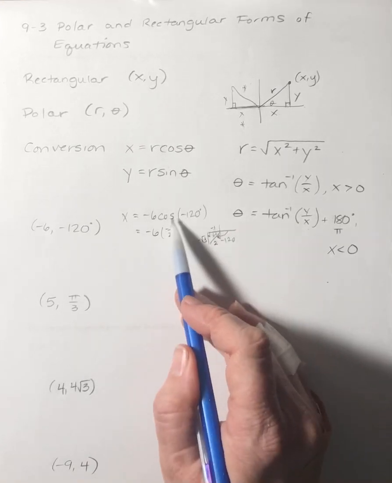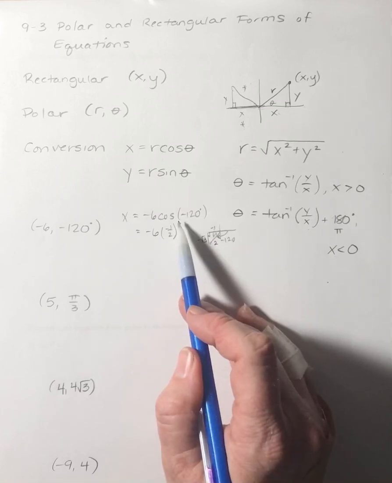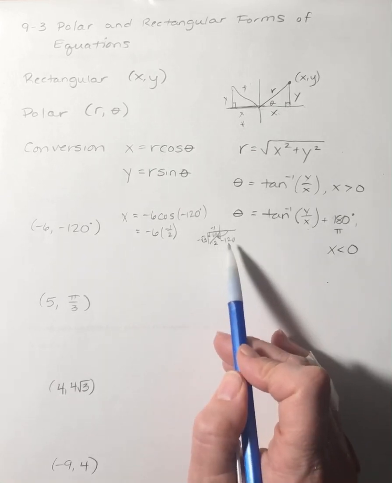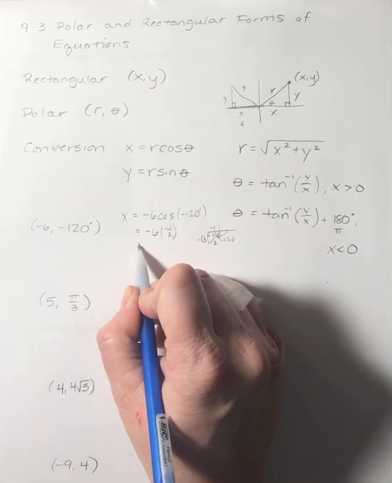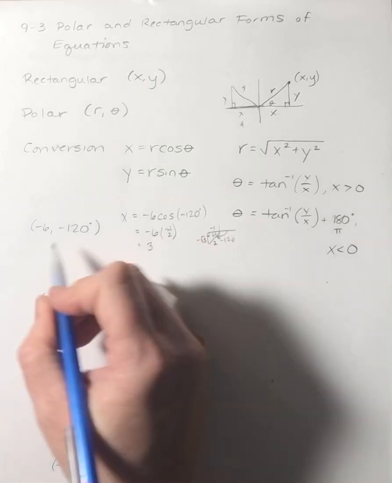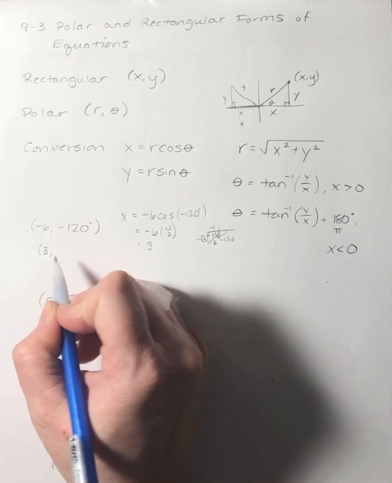It's been a while since you've done these, so if you don't have them memorized, this is exactly what you can do. You can draw yourself a little picture. And then -6 times -1/2 is 3. So this is 3, comma.